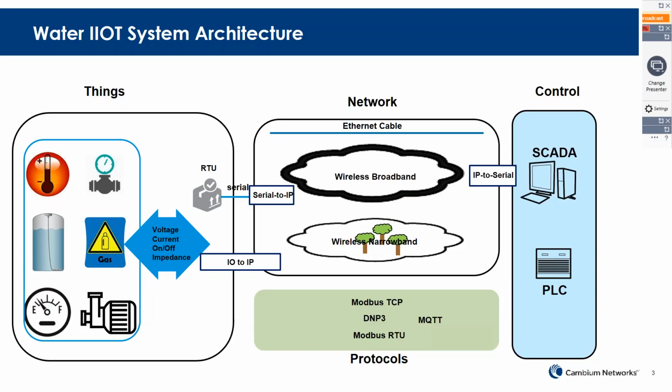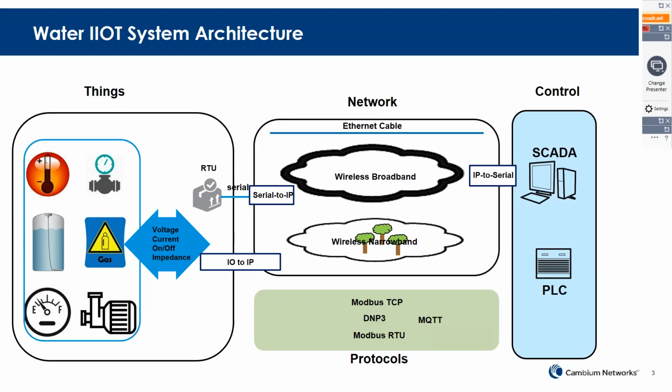Okay, so now we talked about the things. So what about the network? Once you convert the things' signal into IP, now you have a network that will connect the things. So what kind of choices do you have? You can certainly have an Ethernet cable, but that requires trenching in the ground or some cabling setup, which might be very costly, especially when you have a longer distance between the things and the controller.